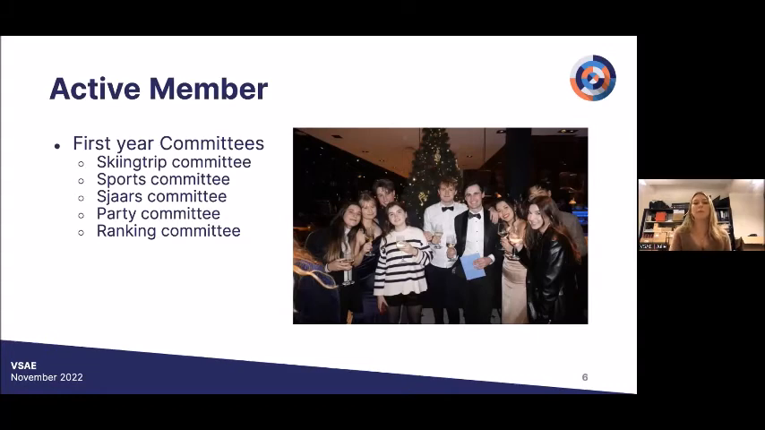So this is a great way for you to be more involved in the association, get to know a close group of people very well, and yeah, you will also get a lot of other perks. Like here you can see a picture of our active members dinner, which takes place every year. So you'll get a free dinner, and yeah, that's also really nice.